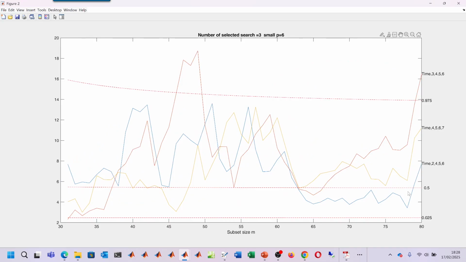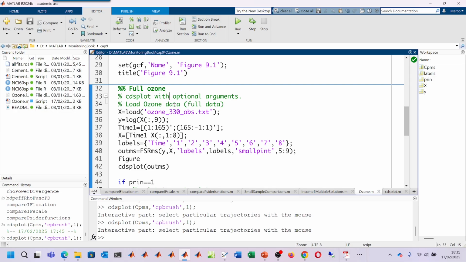Now look at these models. There are observations that when they enter the search, these models respond in a similar way. This is the great information that we have by monitoring. Every time that we see this information, we ourselves are surprised by the amount of information that we have during the monitoring. On top, here you have the number of selected searches and the values of small p that have been considered. Okay, now we move to the analysis of the full data set.